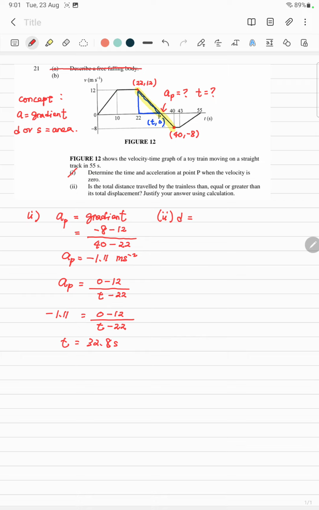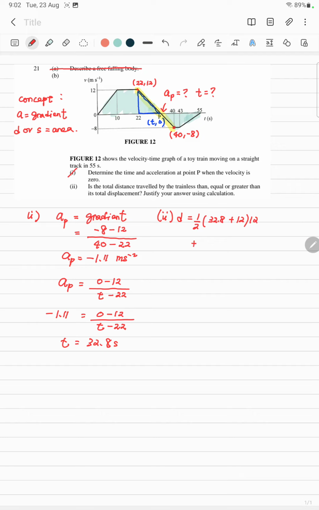So I represent distance using D. Distance is the area under the graph, whereby we are going to calculate the area dekat atas ni dengan area trapezium dekat bawah ni. Kita campurkan terus sebab distance adalah scalar quantity. So we have half, tapak dia 32.8 plus width, 22 minus 10, adalah 12, darab dengan tinggi dia adalah 12.